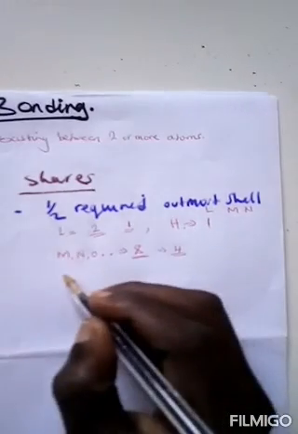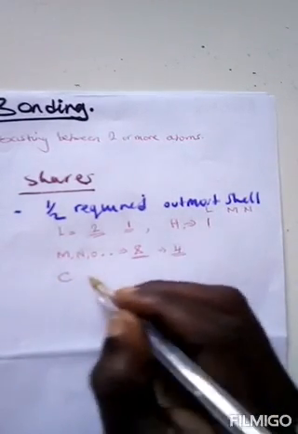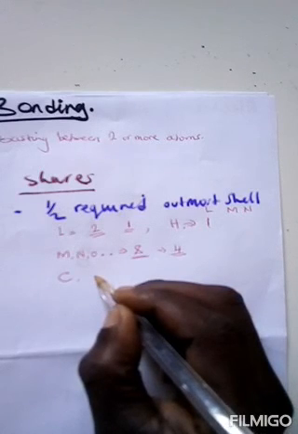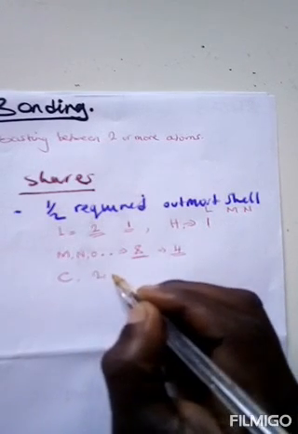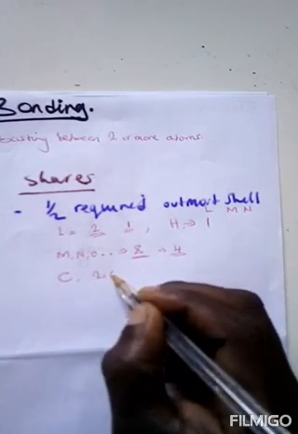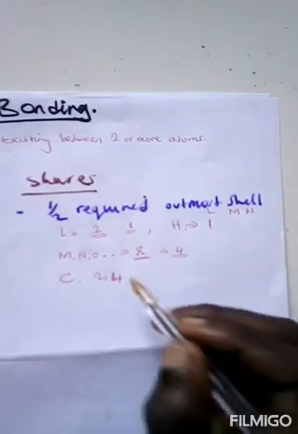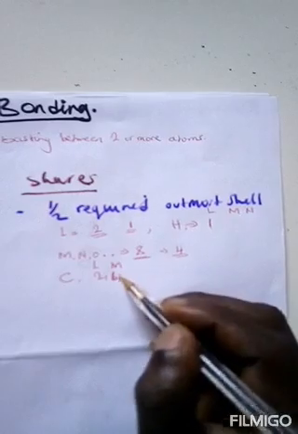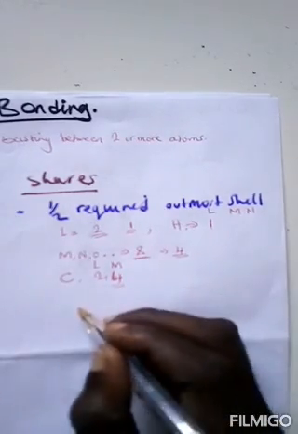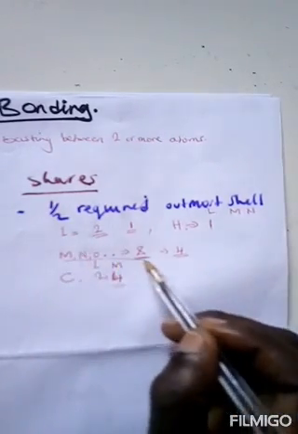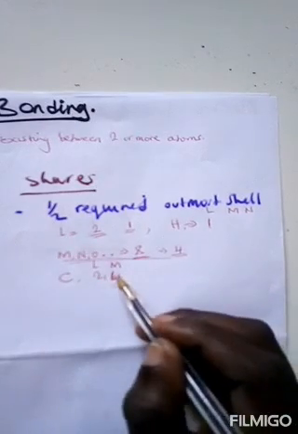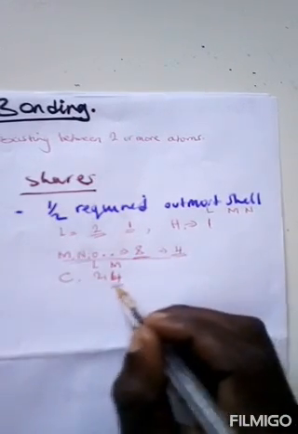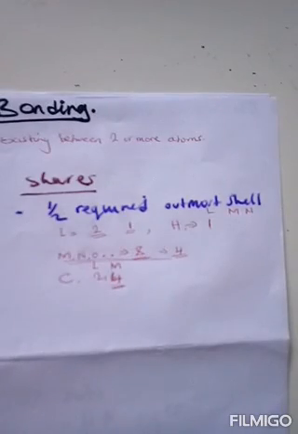So for instance, let's talk of elements such as carbon. Carbon is number 6, so its electronic configuration is 2,4. So this is shell L, shell M. Now you realize that for shell M to be fully filled, we said it must have 8 electrons, but it just has 4, which is half of 8. So carbon can share. So that's the point. If you have half the required number of electrons in the outermost shell, you share.